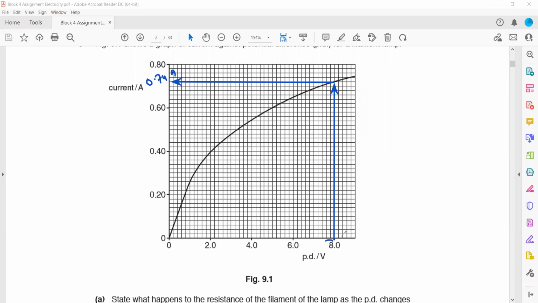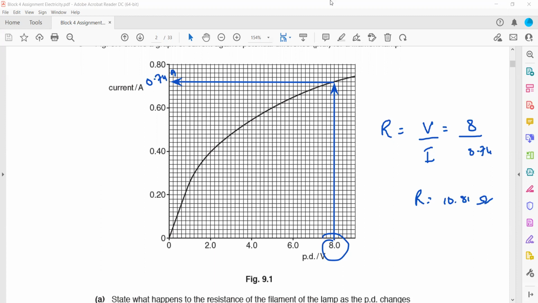And we know the voltage is 8, so we need the resistance. Resistance is voltage divided by current. So the voltage is 8 and the current is 0.74. So 8 divided by 0.74 will give us the resistance, which is 10.81. So the resistance is 10.81 ohms.